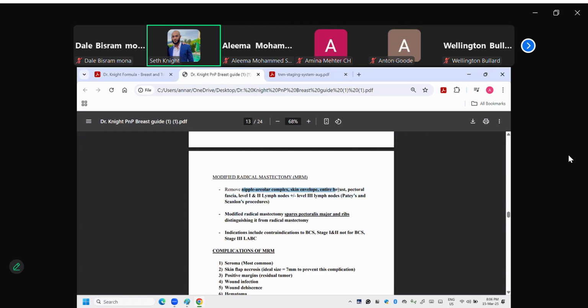Nipple areola complex, skin envelope, the whole breast, the pec fascia, level 1 and 2, and in some cases, the level 3 lymph nodes, and their eponymous names, the Patey's and Scanlon's procedures, and so on. All right.